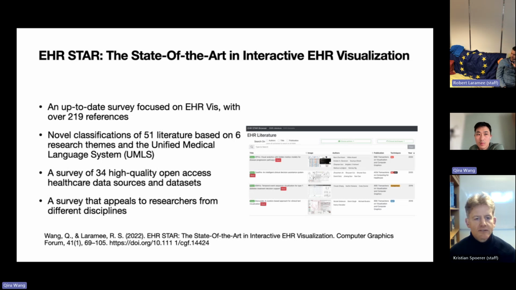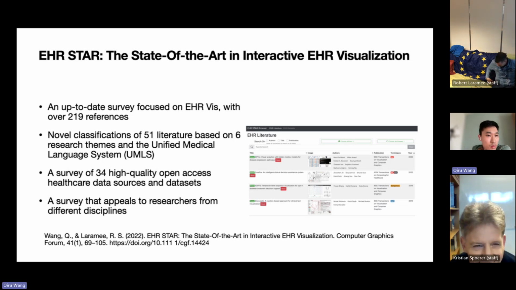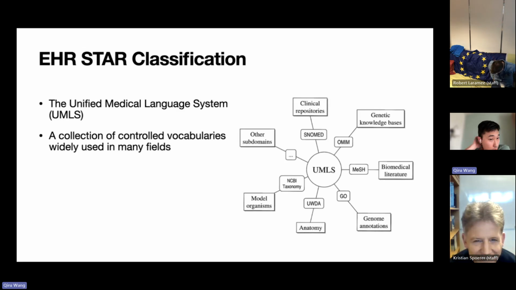So the unified medical language system, did you create that one? No, it was a system created by someone else. It was created by a medical agency in the US.